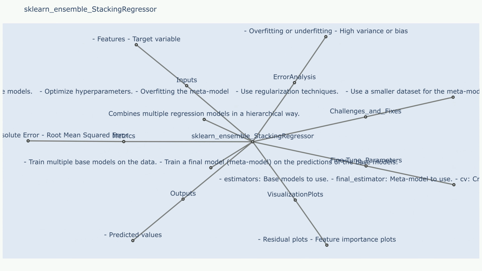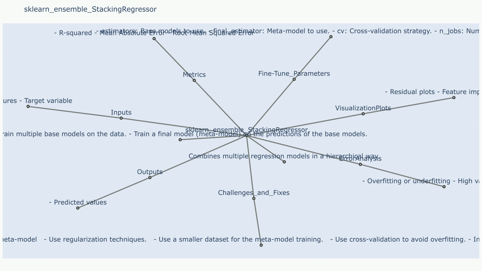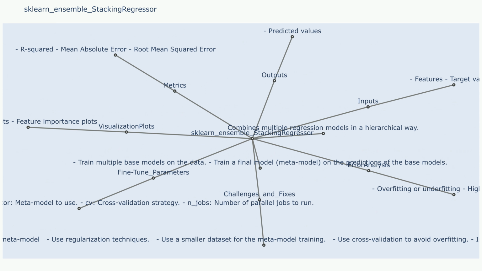Challenge 3: data leakage. If the meta-regressor has access to information that was used to train the base models, it can lead to data leakage and over-optimistic performance estimates. Sample use case that resulted in challenge 3: using the same data to train both the base models and the meta-regressor, resulting in the meta-regressor being able to cheat and learn patterns from the training data.